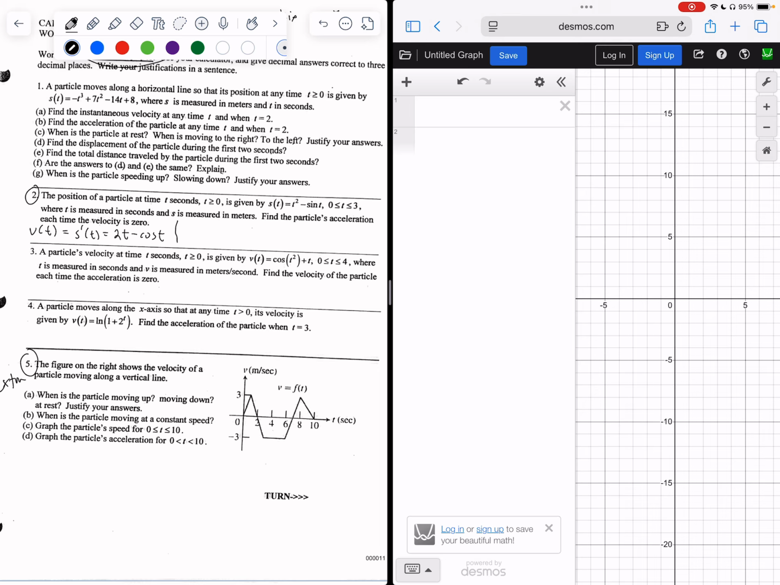And that's where I'm going to stop doing any work by hand, because everything else I'm going to do on Desmos. If we graph our velocity function, let's call it f of t equals 2t minus cosine of t, I'm going to graph that. And we want to find the particle's acceleration when the velocity is 0 on 0 to 3.